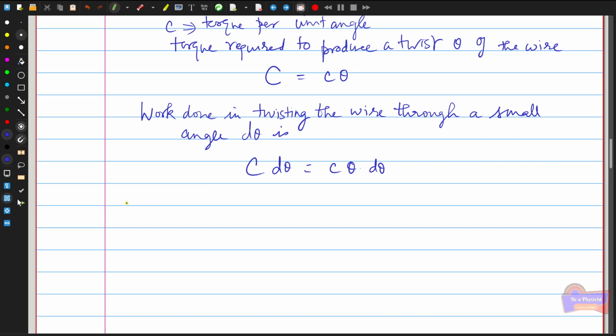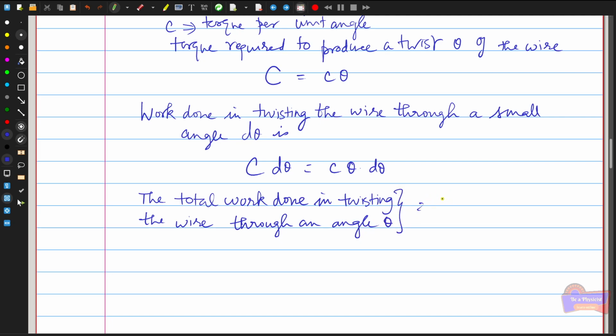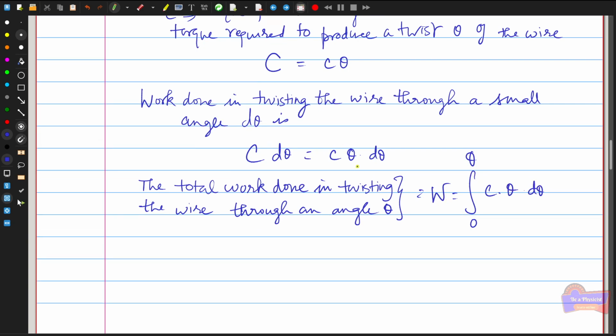So that we can find the total work done. The total work done in twisting the wire through an angle theta can be taken as W equals the integration from 0 to theta of c theta d theta. Okay, so we are going to integrate this equation.